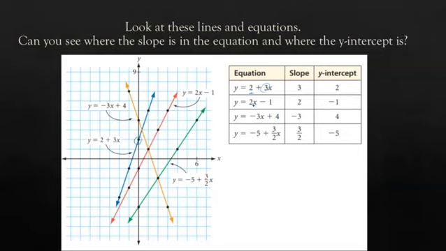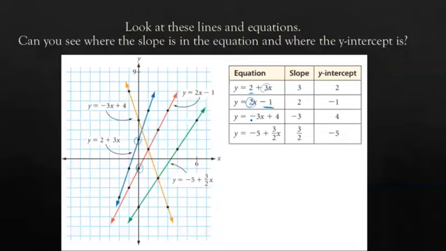Next one is y equals 2x minus 1. Our slope is 2, and our y-intercept is negative 1. That's this red line here. The slope isn't quite as steep, and it intersects the y-axis at negative 1 down here.